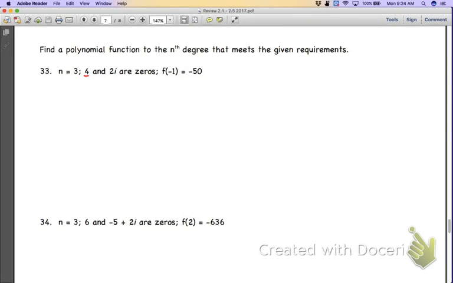So 3 solutions. Remember, Caden, shut it.